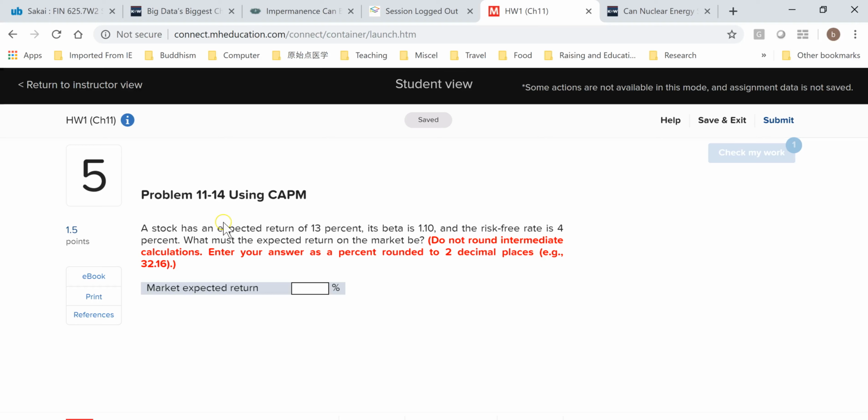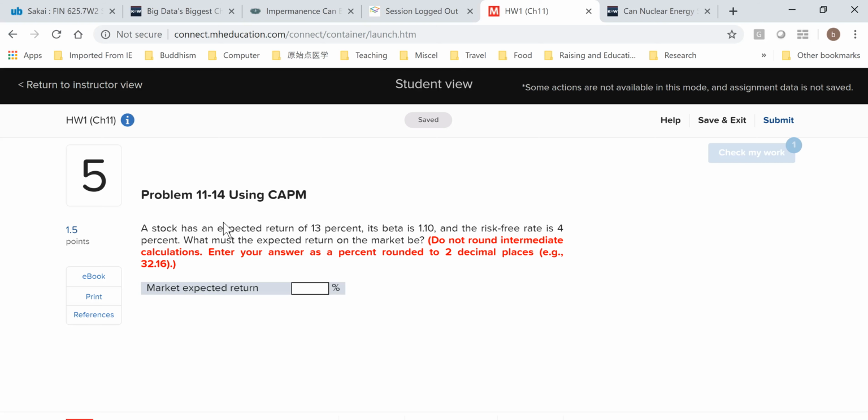This is question number 5, problem set 1114-14 of chapter 11. A stock has an expected return of 13%. Its beta is 1.10 and the risk-free rate is 4%. What must the expected return on the market be? Given this information, this is obviously a question about CAPM, the capital asset pricing model.